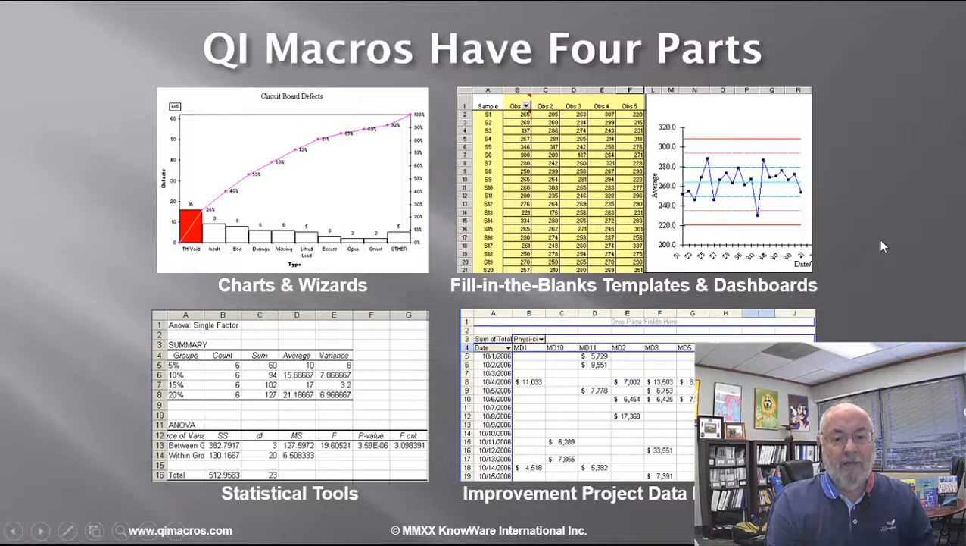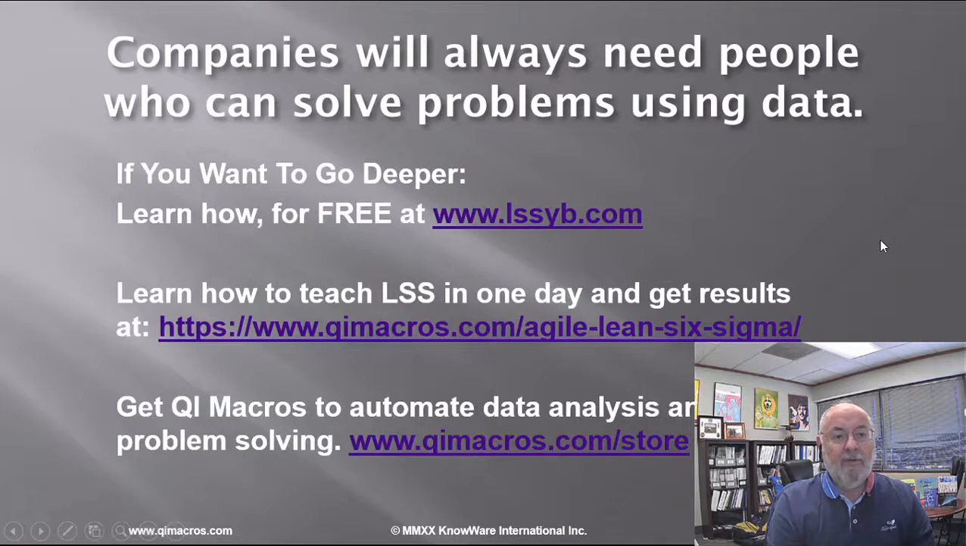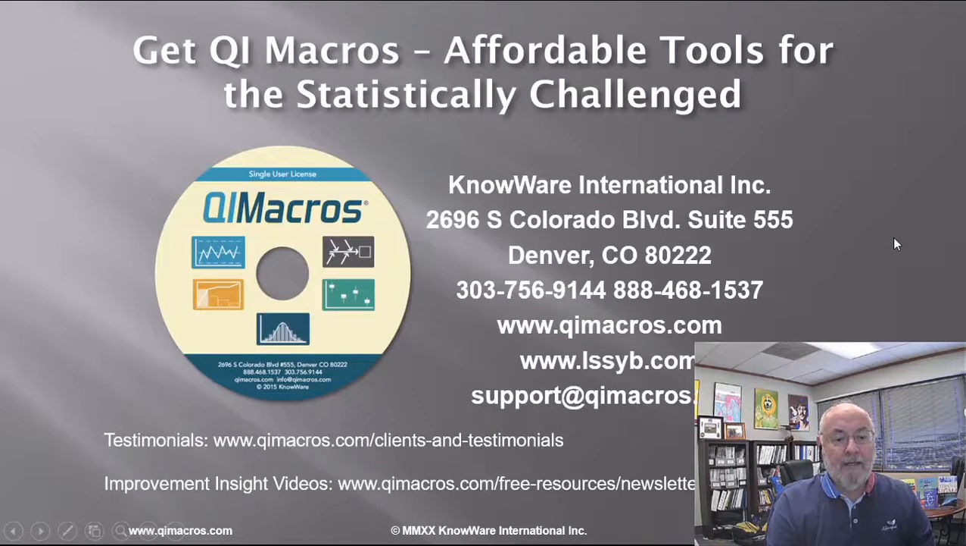So we talked about all the parts. If you want to go deeper, you want to learn more about solving problems with data, you can find out the yellow belt training here, how to teach Agile under Agile training, and get the QI Macros to download and start automating all this data analysis. So that's it. A little bit about QI Macros.